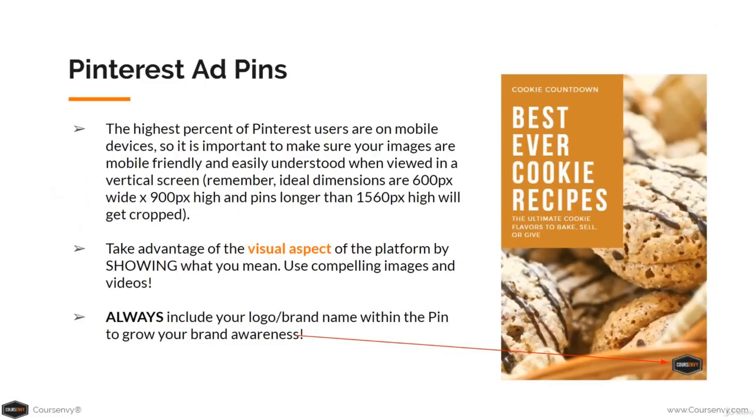The highest percent of Pinterest users are on mobile devices, so it's important to make sure your images are mobile friendly and easily understood when viewed in a vertical screen. Remember, those ideal dimensions are 600 pixels by 900 pixels. And pins longer than 1560 pixels high will get cropped off. So take advantage of the visual aspect of this platform by showing what you mean. Use compelling images and videos. And remember, always include your logo or brand or URL within the pin to grow your brand awareness.